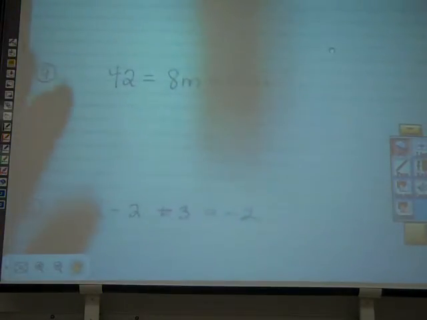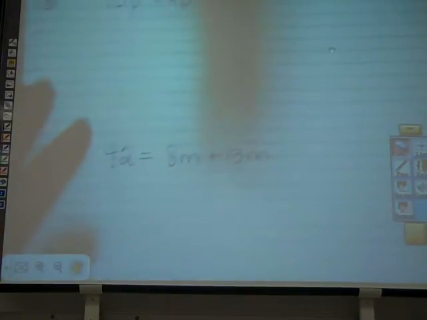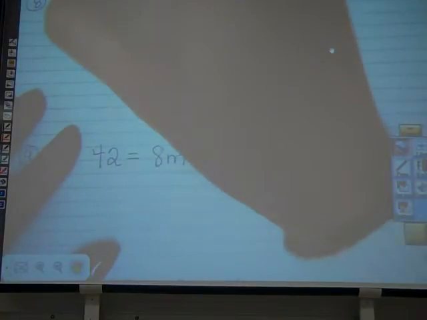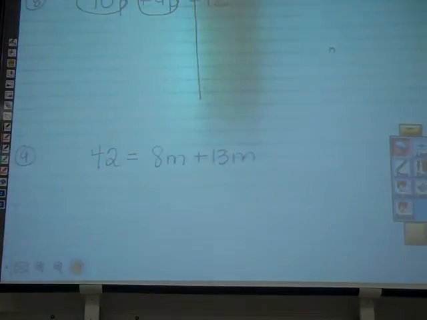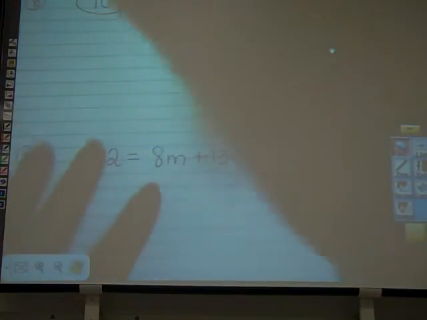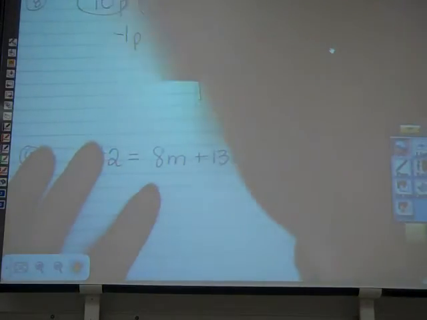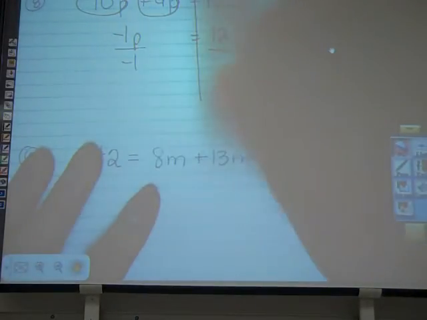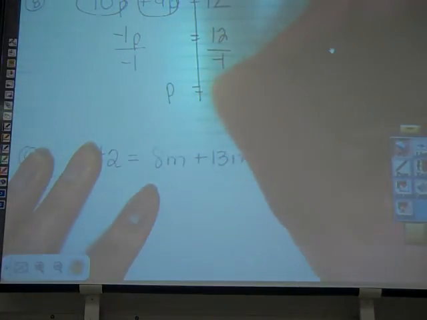All right, next one, number 7, we're not going to do right now. You don't have to worry about that, but we are going to do number 8. Draw your line, circle your two variables. Same side, combine them together. Negative 10 plus 9 is negative 1p, which is equal to 12. Divide both sides by negative 1, so p is equal to negative 12.